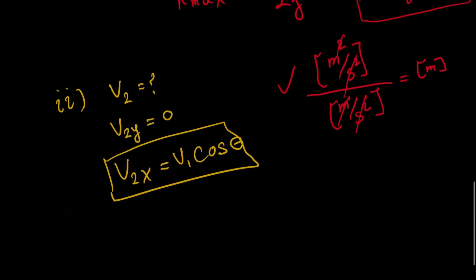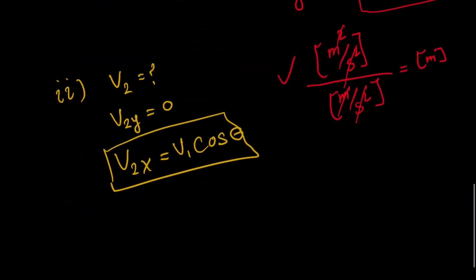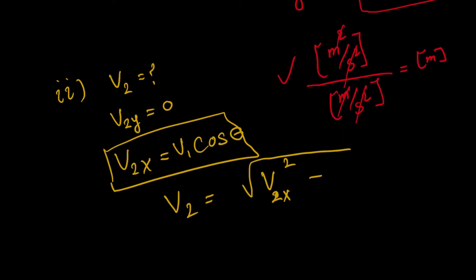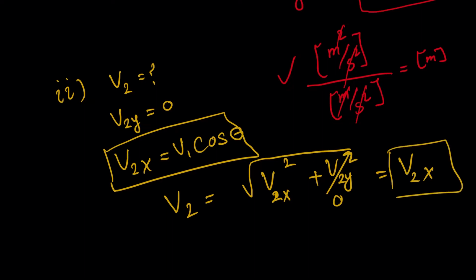So that's v2. Now v2, of course, has a direction. The direction is in the i hat direction, the positive x direction. But what about the magnitude? Well, the magnitude of v2 equals the square root of v2x squared plus v2y squared. But as discussed earlier, v2y is 0. So v2 equals v2x, just the x component. So that's that.